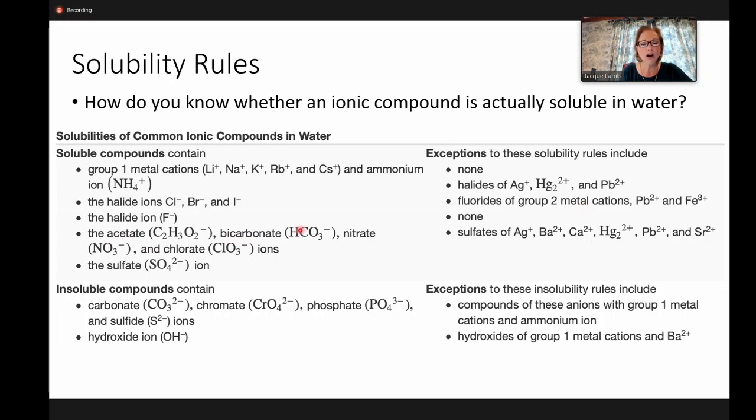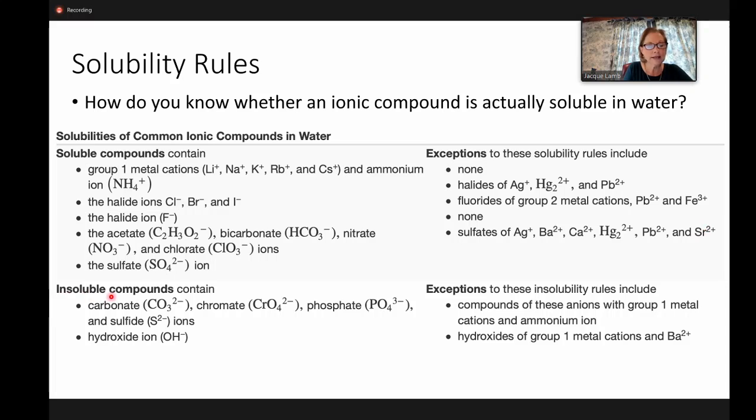Acetate, bicarbonate, nitrate, and chlorate ions are always soluble. No exceptions on those. Sulfate ion, and this came up in one of your examples, sulfate salts are soluble with some exceptions. Silver, barium, calcium, mercury 1, lead, and strontium. Those salts are insoluble. So those are the rules governing the soluble compounds.